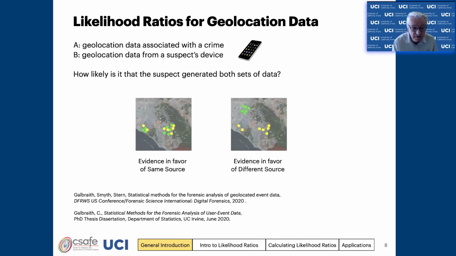I put some references at the bottom, but if you focus on the picture in the middle, again, visually, we can see on the left, it's more consistent with a single individual. The geolocations are the same for the green and the yellow dots. On the right, it's less consistent with a single individual, suggesting perhaps two different individuals, green and yellow. Next slide, please.